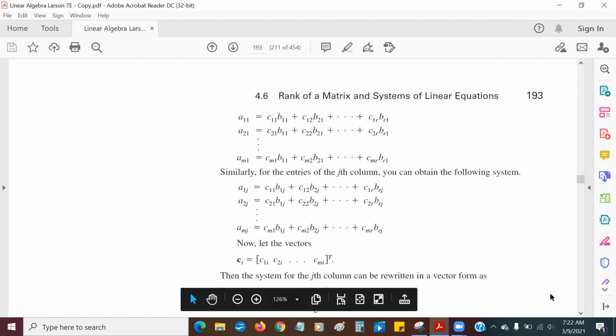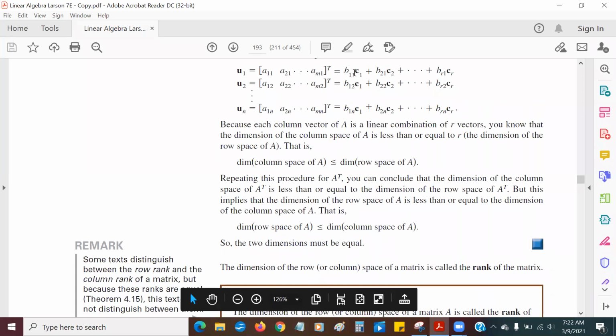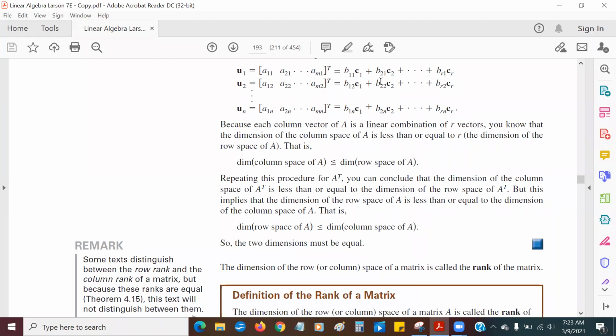And now the system for the jth column, I can rewrite in vector form, and it's going to look like this, similar to what we did before. So A11, A21, down to AM1, that's B11 C1 plus B21 C2 plus and so on, all down the line. Now, let's analyze what we got here.